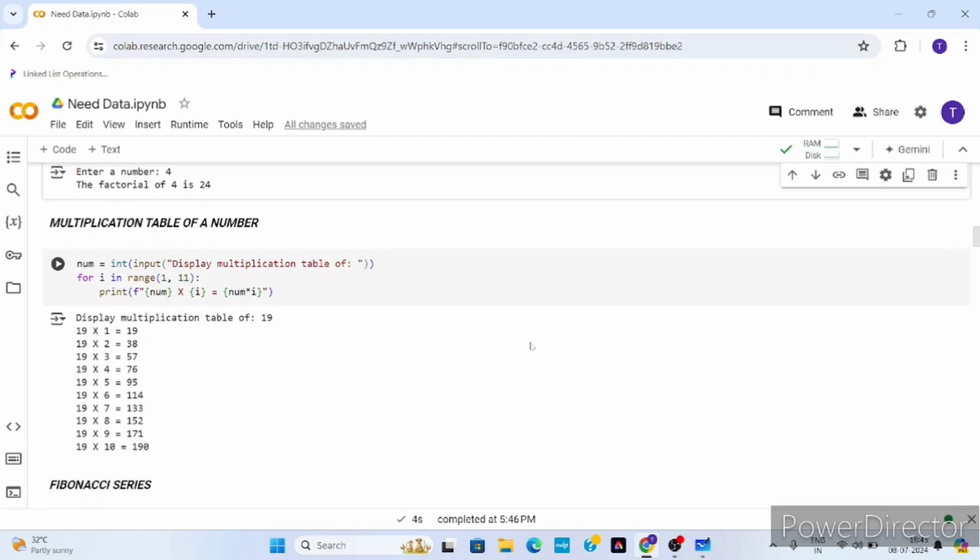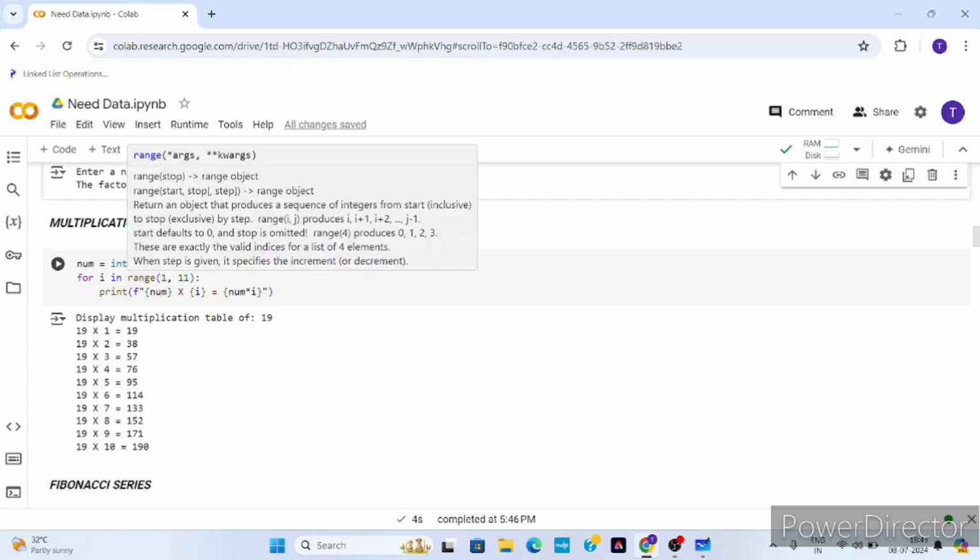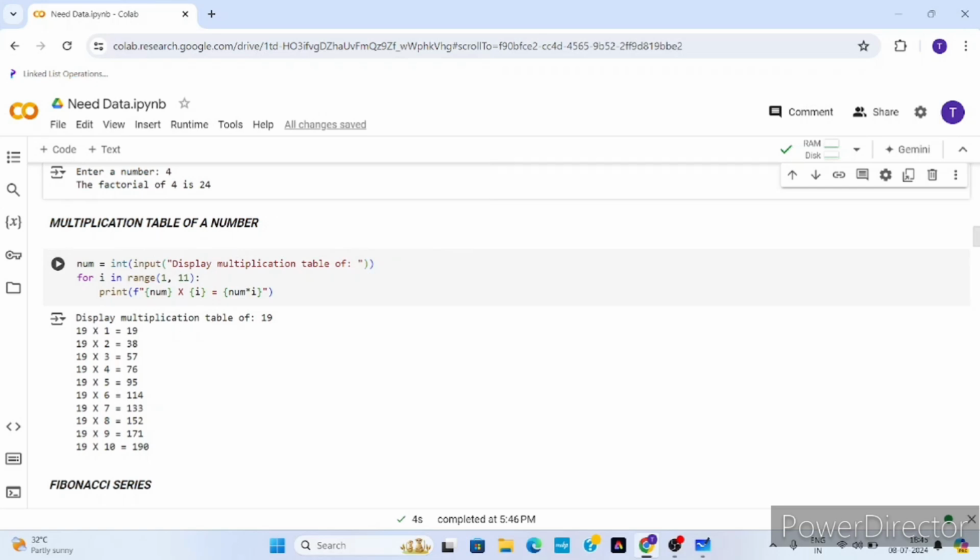Next will be the multiplication table of numbers. Here I am going to print the multiplication table. I'm going to get the input in integer format, because the table will always be in integer format. I'm going to take the value 19 and do 1 to 10. So it is 19 into 1 up to 19 into 10, and i will be from 1 to 10; range 1 to 11 means 1 to 10.